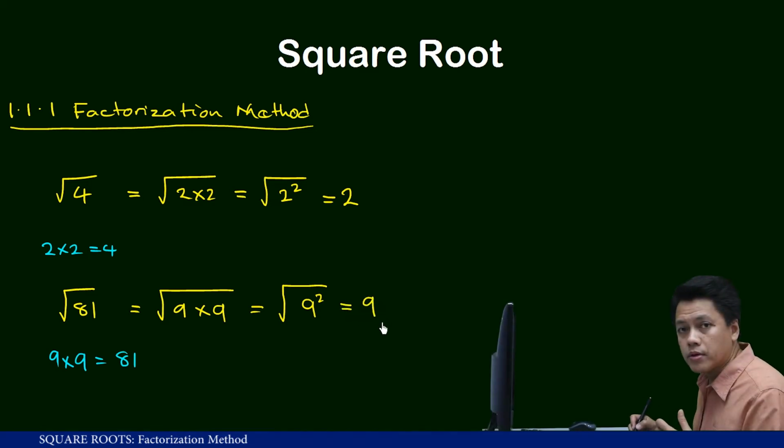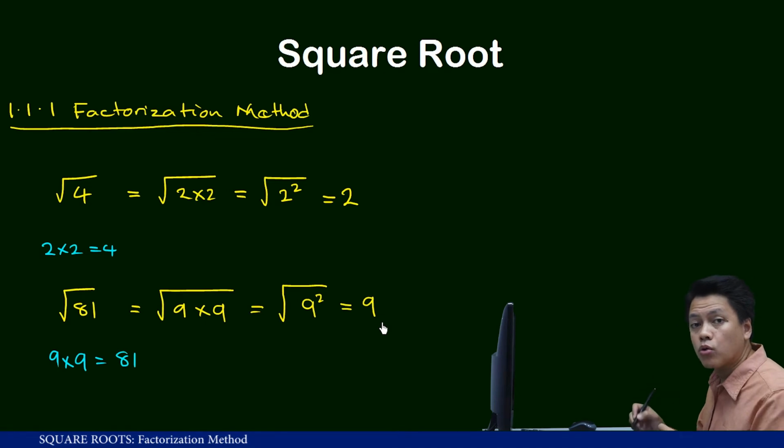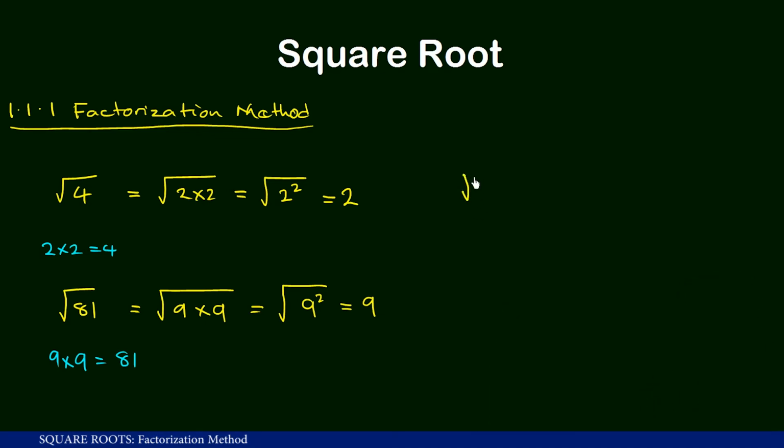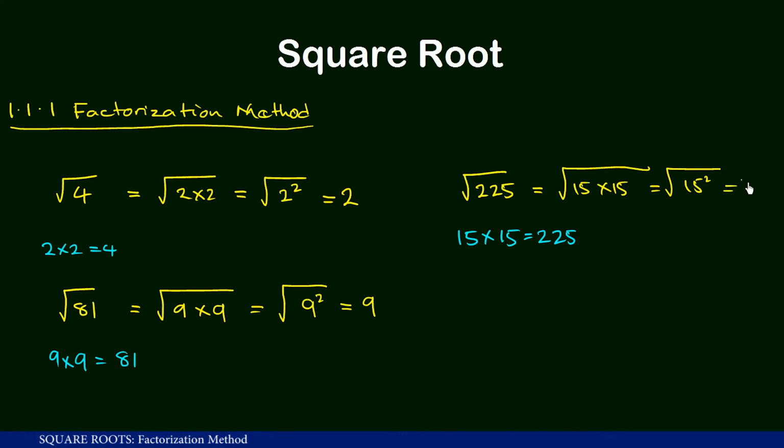And the third example for this recap would be the square root of 225. And 15 times 15 is equal to 225. And as such, the square root of 225 is equal to the square root of 15 times 15, or equal to the square root of 15 squared. So this is basically equal to 15.